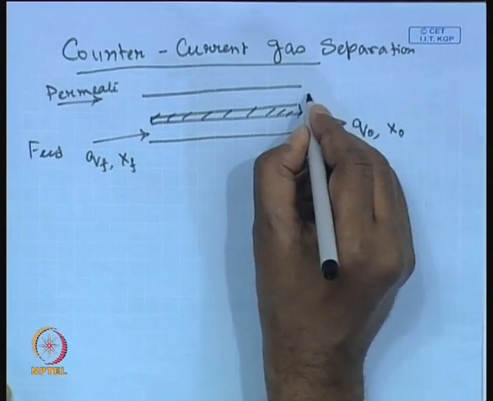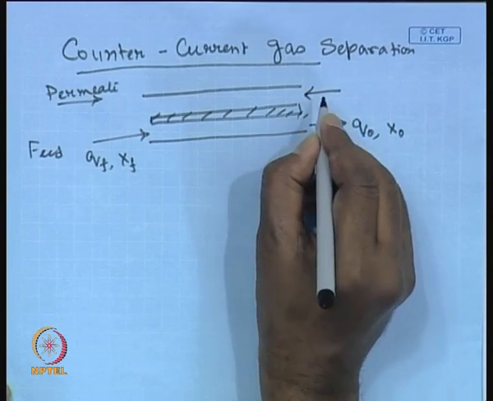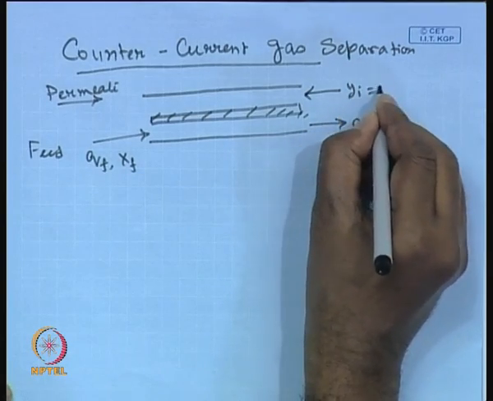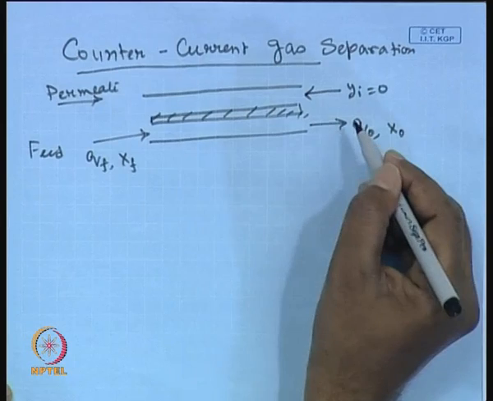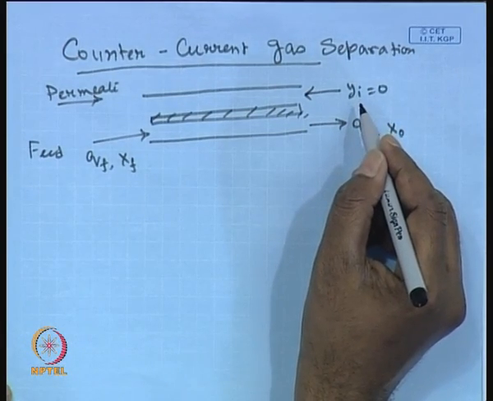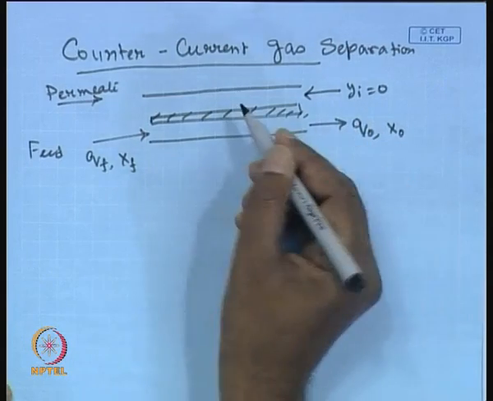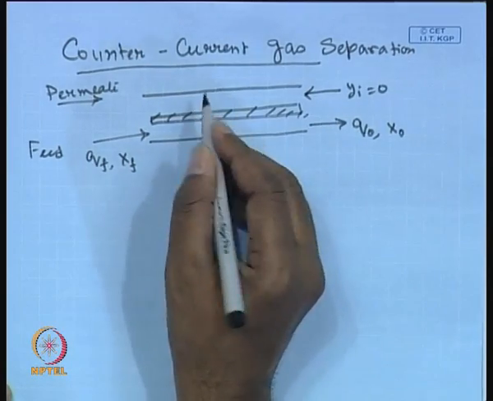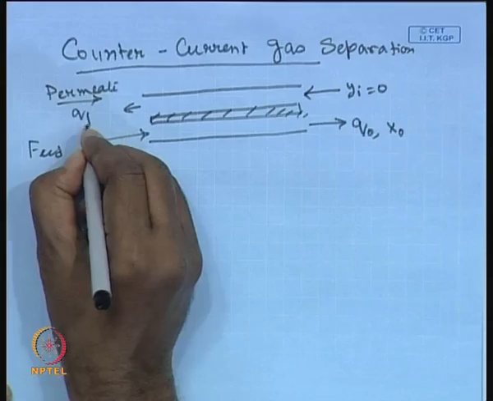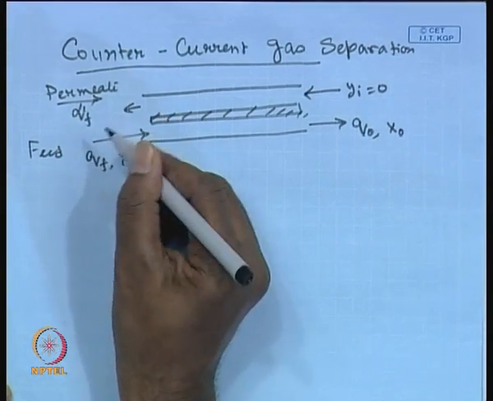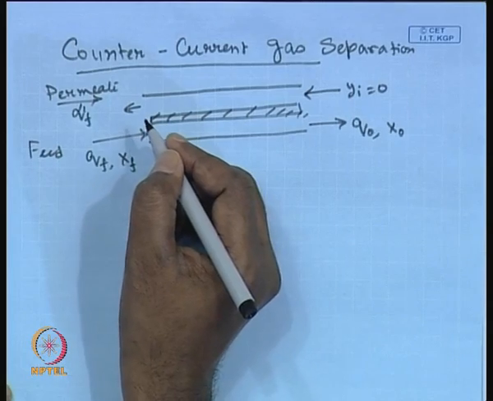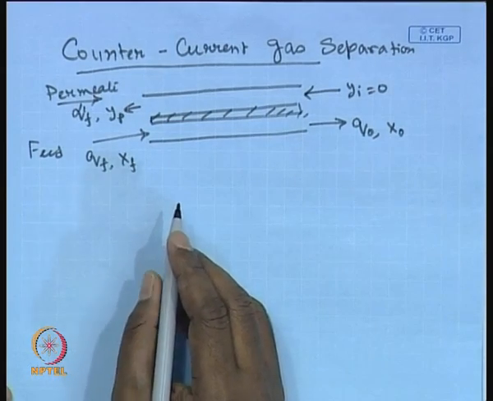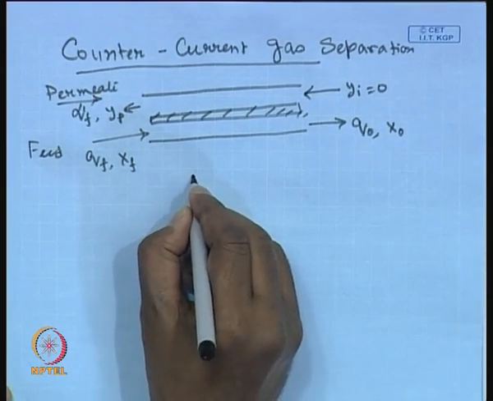stream. And in the case of permeate, you will be having Y I is equal to 0. It is going in the other direction. That means, when the carrier gas is entering into the system, there is no solute. So, it takes up the molecule species A, and it carries it away. Okay. QF prime is the flow rate of the permeate that is going out, and Yp is its composition. Okay. That is a typical schematic of a counter current flow model.